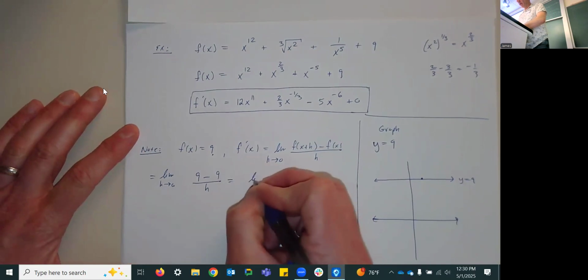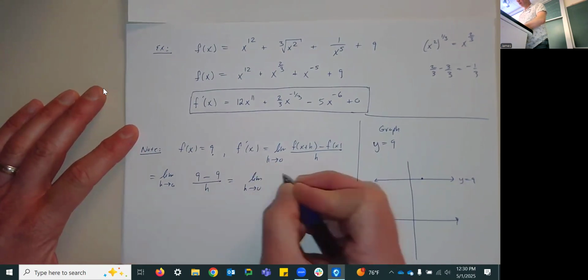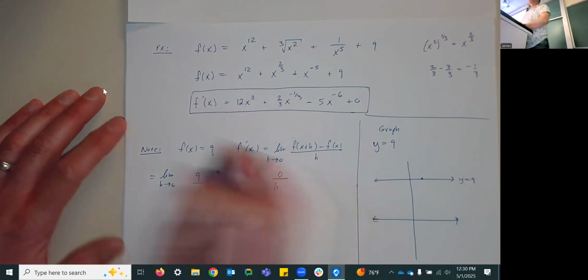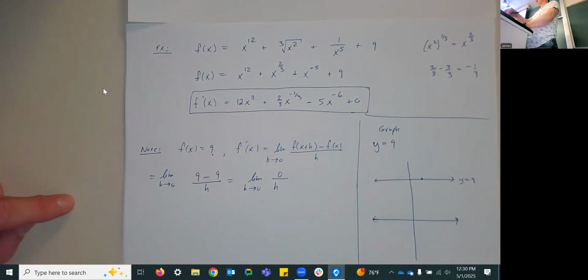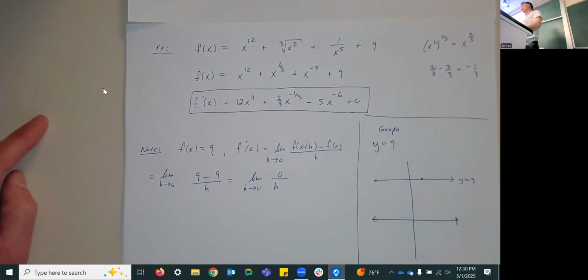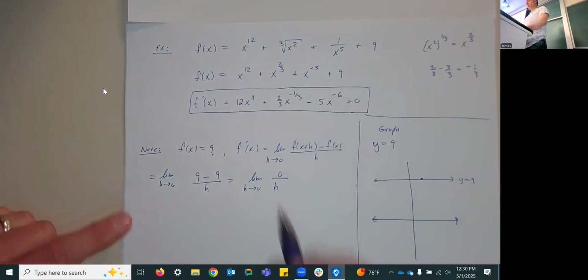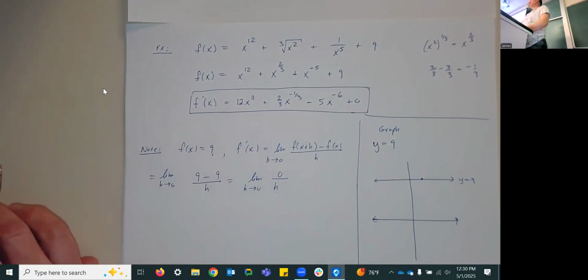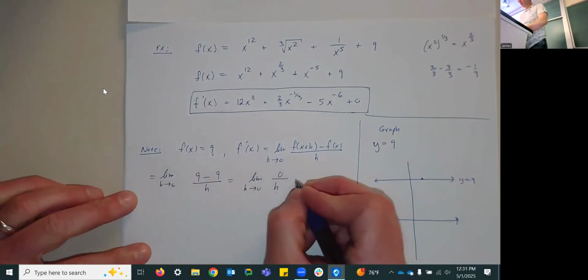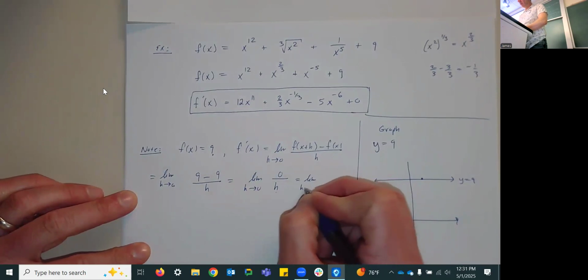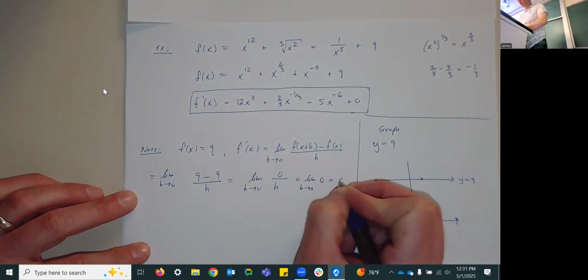Because we're getting specifically 0 over not 0. That denominator isn't 0 until we actually take the limit. And so before we take the limit, we're going to say that 0 divided by not 0, like 0 divided by 3, is 0. And so we can say this is just the limit as h approaches 0 of 0, which is, you guessed it, 0.